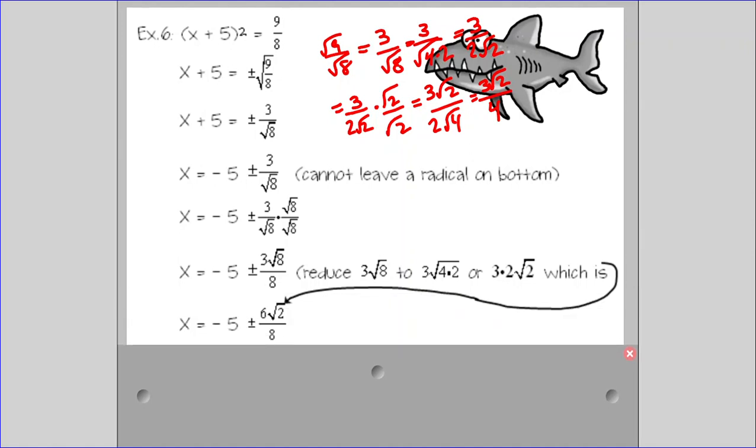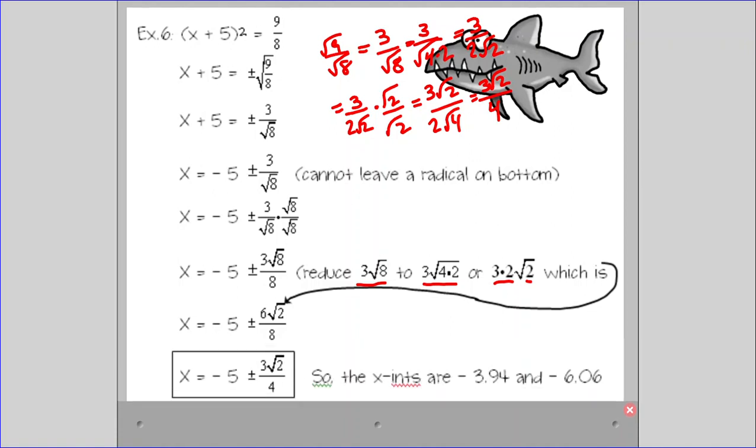Okay, notice the next line here gives me 6 root 2 over 8 after rationalizing it and then reducing it down. So remember they did 3 root 8 is 3 root 4 times 2, which is just 3 times 2 root 2, which gives me that 6 root 2 over 8. And 6 over 8 reduces down to 3 over 4, which is what I have above. So my x-intercepts here would be minus 5 plus 3 root 2 over 4, and minus 5 minus 3 root 2 over 4. So I have two different x-intercepts, negative 3.94 and negative 6.06. Okay, just as approximate values.